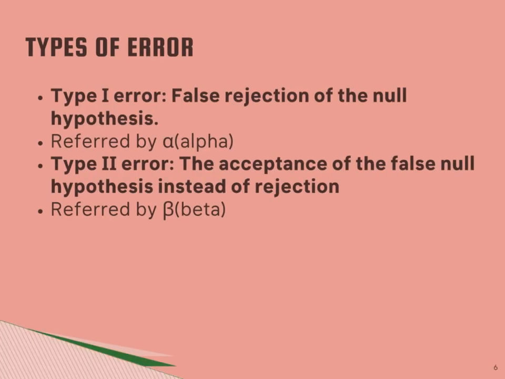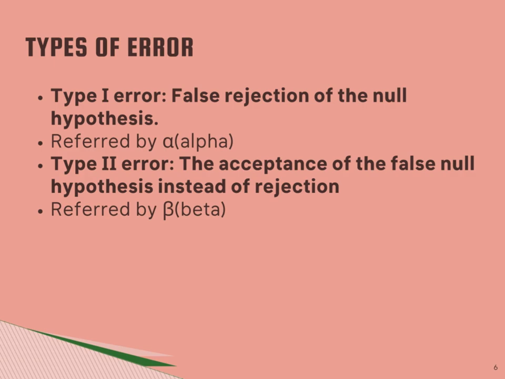But in hypothesis testing, there can be some types of error. There are mainly two types of error. First one is type 1 error and the other is type 2 error. Type 1 error is also called false positive. It means rejecting a true null hypothesis, which means concluding there is an effect when there actually isn't. For example, a medical test wrongly indicates a person has a disease. To minimize this error, we have to lower alpha, but this increases the risk of a type 2 error.